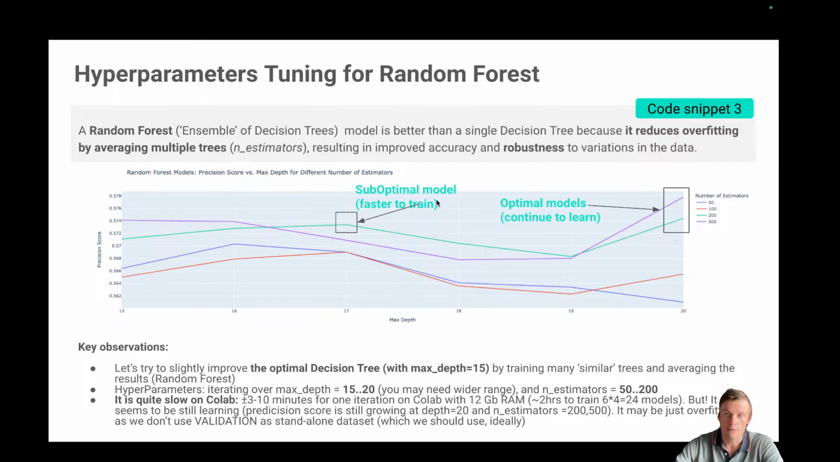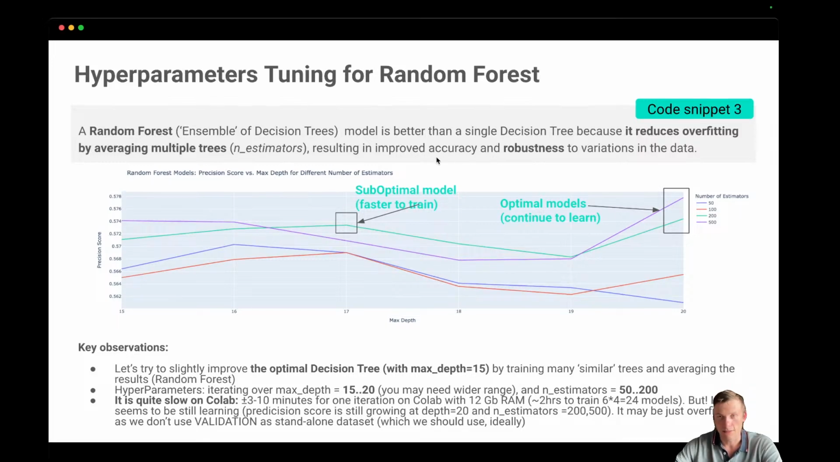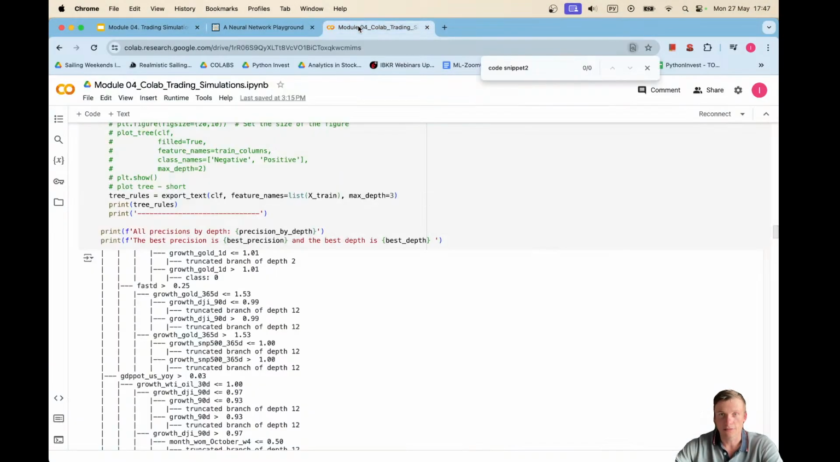So for our predictions, I use a suboptimal model which shows 57.3% accuracy, precision score, sorry, and it was 5 minutes to train. And I also commented this code snippet number 3.